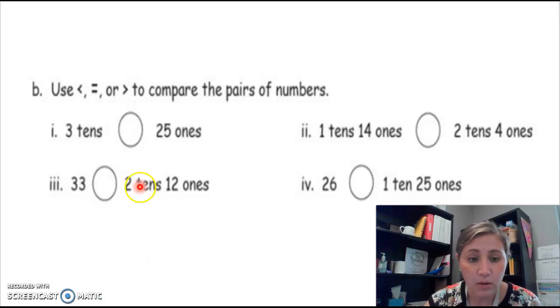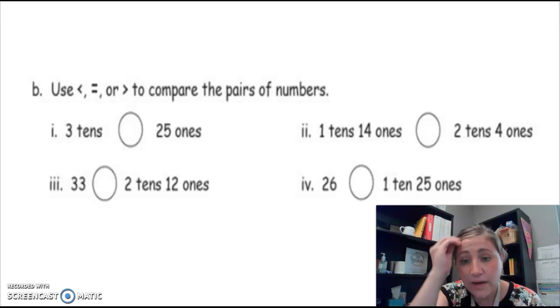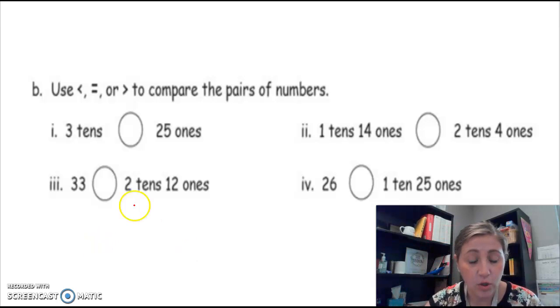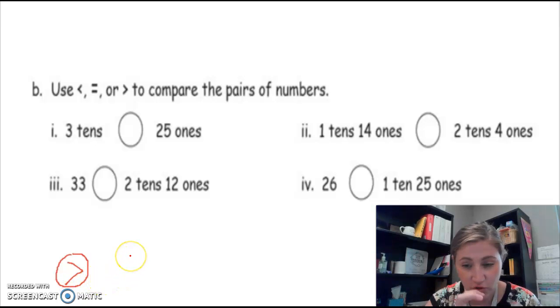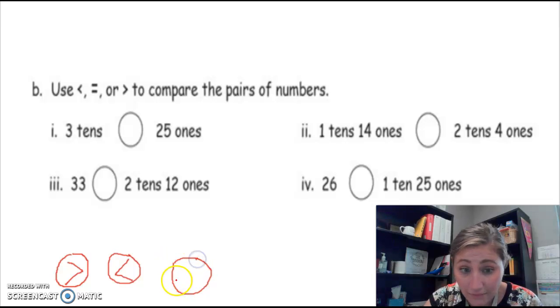On each of these problems, what you'll be doing is you'll be writing the symbol in the circle. So inside of the circle, I'll do some examples for you down here on the bottom. Inside the circle, you're either going to write greater than, if the first amount is greater. You're going to write less than if the second amount is greater, or if the 2 amounts on both sides are the same, they equal the same amount, you're going to write equals.